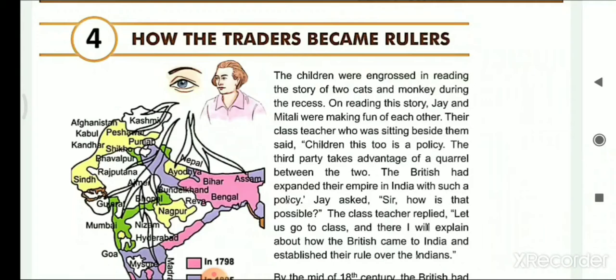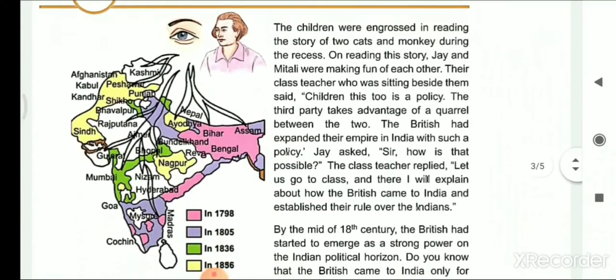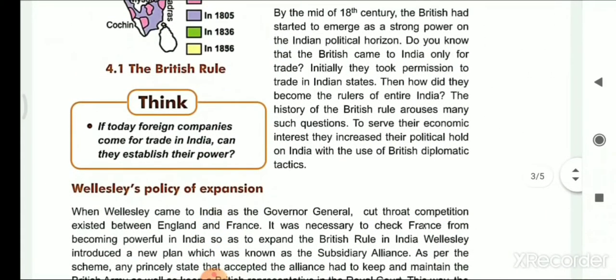Jay asked, "Sir, how is that possible?" The class teacher replied, "Let's go to the class and there I will explain to you how the British came to India and established their rule over Indians." So here we can understand that a teacher along with the students was sitting during the time of recess, and when two persons were making fun of each other, the teacher made them understand that when two persons are quarreling, the third one always gains.